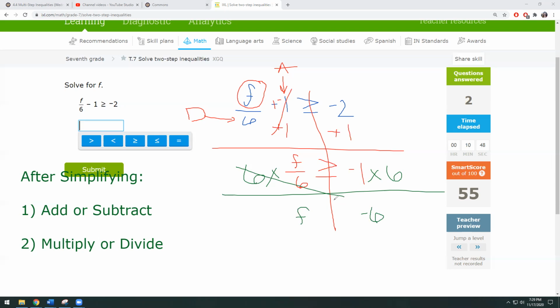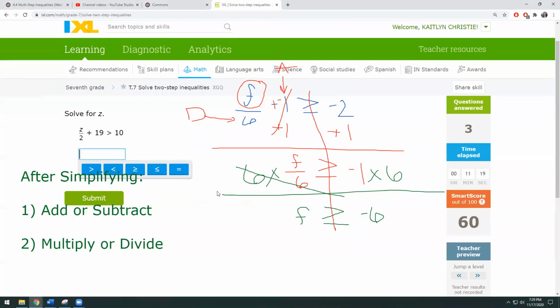I'm going to ask myself, did I multiply or divide? Answer is yes. But did I multiply or divide by a negative number? So I'm just looking at that 6. I don't care about that 1. Since that 6 is positive, that means the sign stays. And that should be our answer. So let's double check it. F is greater than or equal to negative 6. And we got it correct.